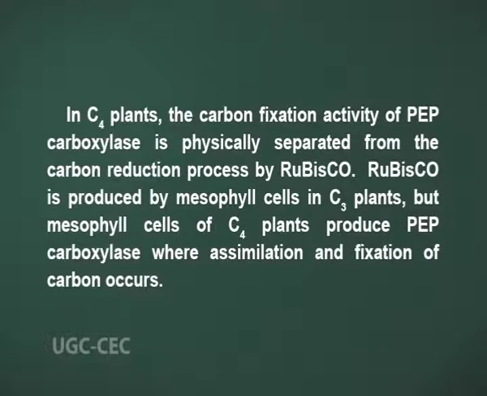To avoid these problems, some plants adapted to live in hot climates, such as corn and sugarcane, have evolved a mechanism to maximize carboxylase activity of Rubisco. In C4 plants, the carbon fixation activity of PEP carboxylase is physically separated from the carbon reduction process by Rubisco. Rubisco is produced by mesophyll cells in C3 plants, but mesophyll cells of C4 plants produce PEP carboxylase, where assimilation and fixation of carbon occurs.